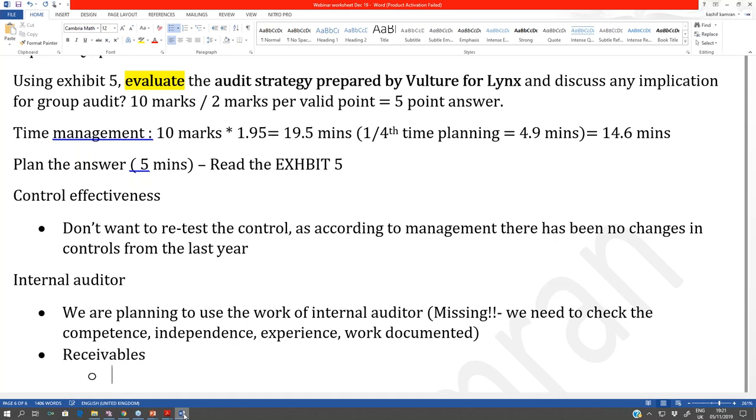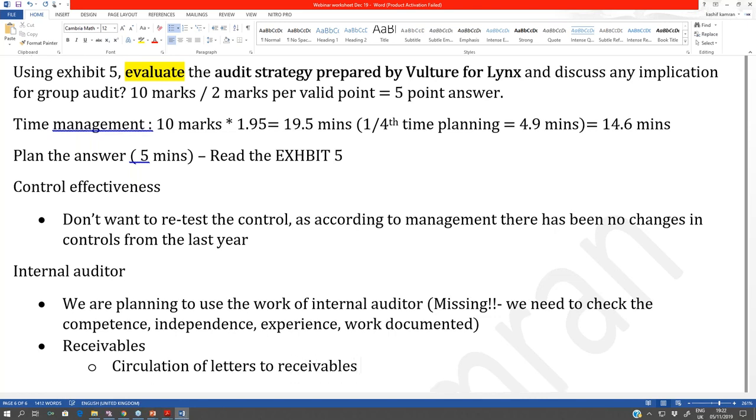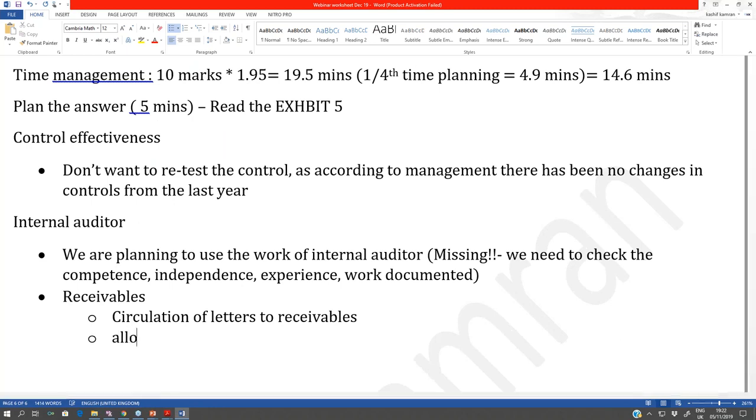Number one, I have given him the circulation of letters to receivables. This is such an important area. And then the allowance for bad debts. These are two very important areas which have been given to the internal auditor: the internal auditor can do the circulation of the letters and the internal auditor can work on the allowance for bad debt.